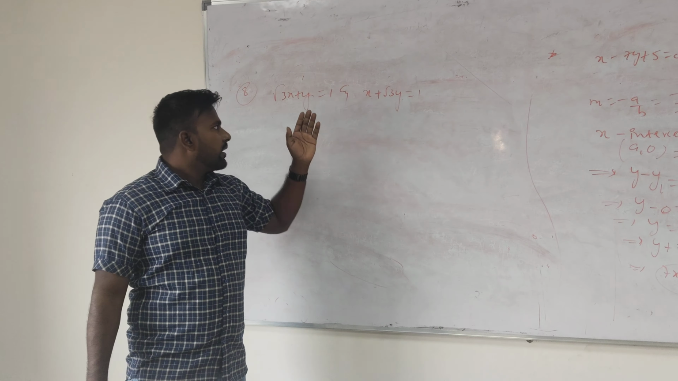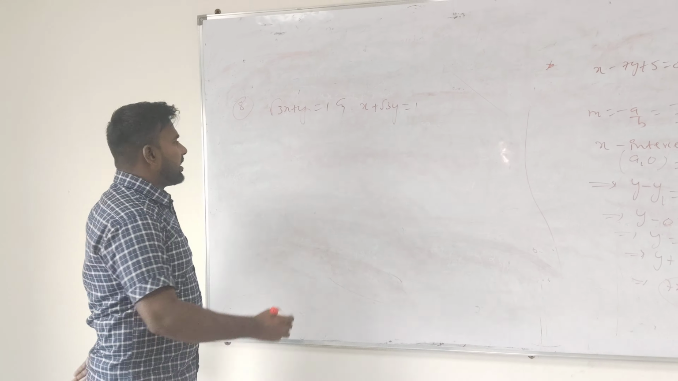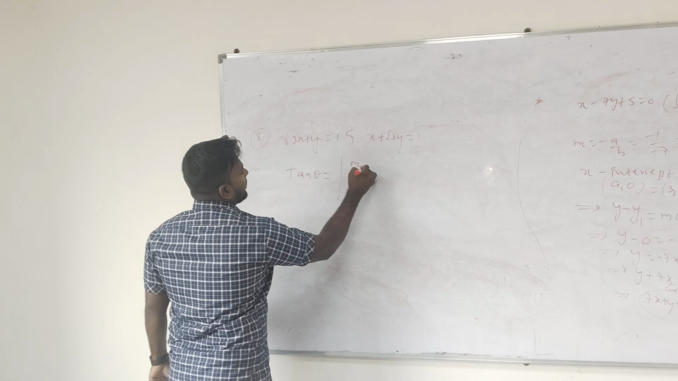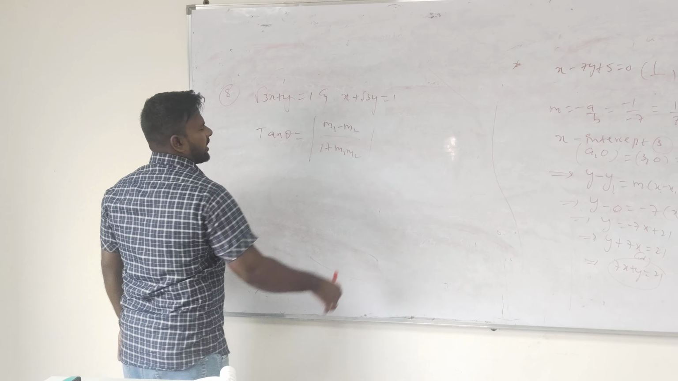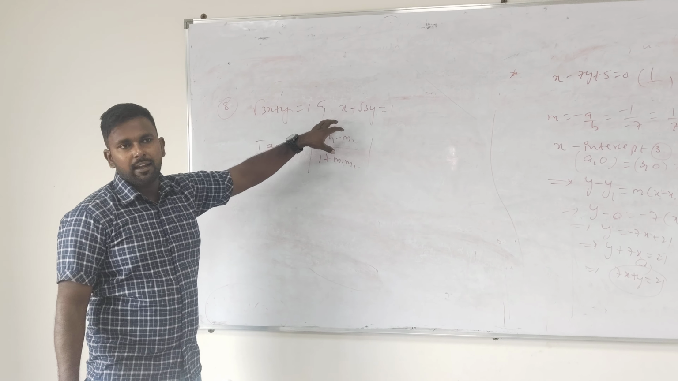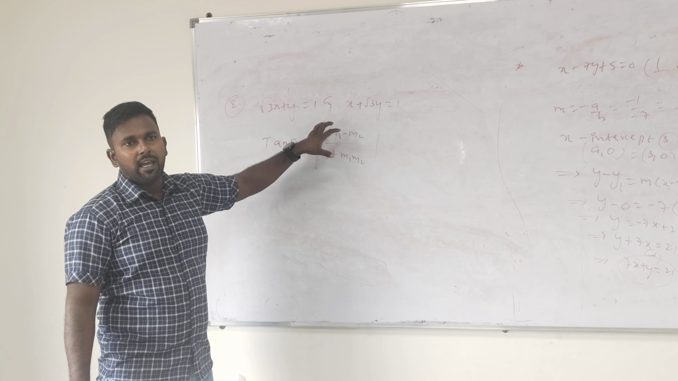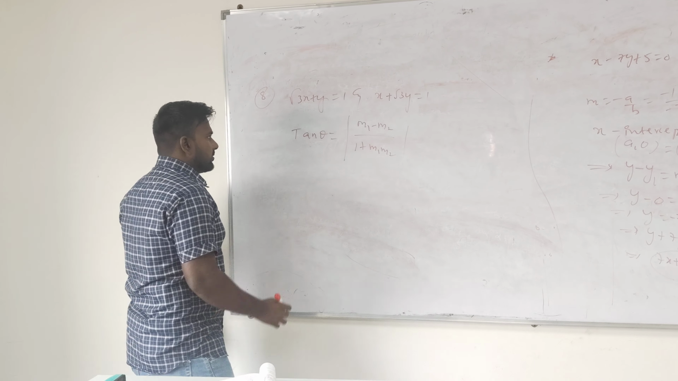So we have to take m1 and m2. What is the formula here? Tan theta is equal to mod of m1 minus m2 by 1 plus m1 into m2. Just take m1 and m2 from here and substitute the values. You can also do the simplification after it comes to one angle, in the form of tan or tangent.